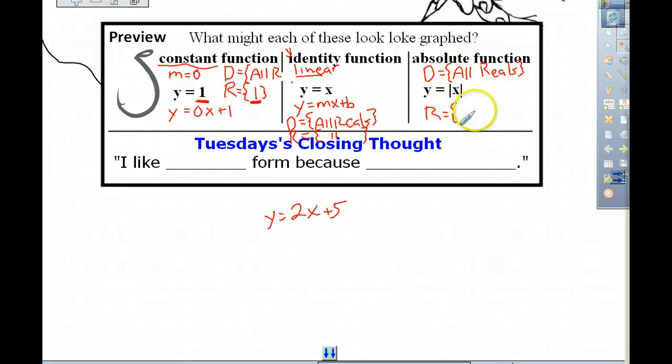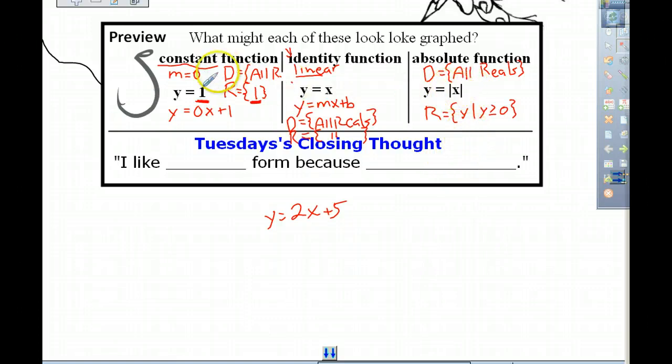So the range is not going to be all reals. It's not possible to get a negative answer. So you can say it just like this. The way you say 0 or positive is greater than or equal to 0. So it can be 0 or bigger than 0. So it can be 0 or positive.